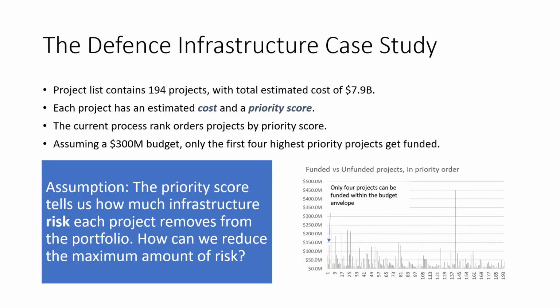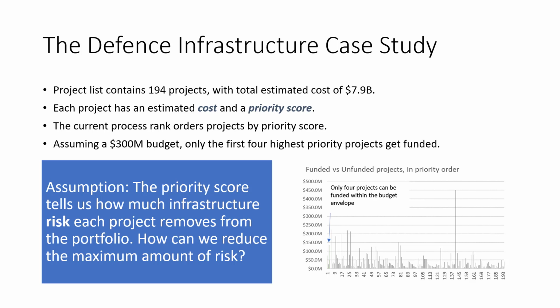Now on to our defense infrastructure case study. The data set for this project was the consolidated demand list. This list had 194 projects with a total estimated cost of $7.9 billion. Each project had an estimated cost as well as a priority score.